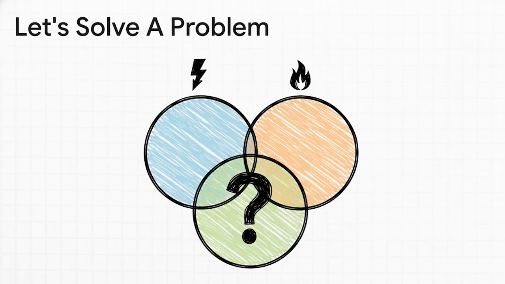Okay, time to put all this theory to the test with a real problem. Imagine a big survey of 1,000 families. We ask them what kind of fuel they use for cooking. We get all this data back. We know how many use electricity, how many use gas, and how many use kerosene. But the million-dollar question is, how do we figure out how many families use all three?